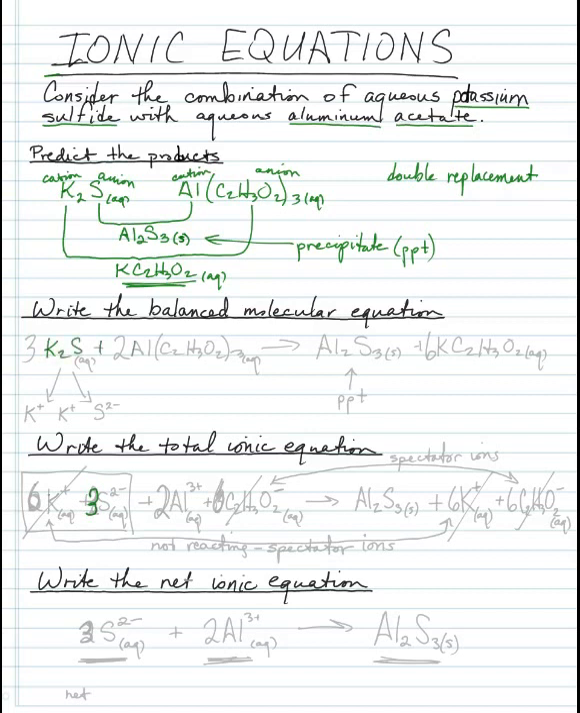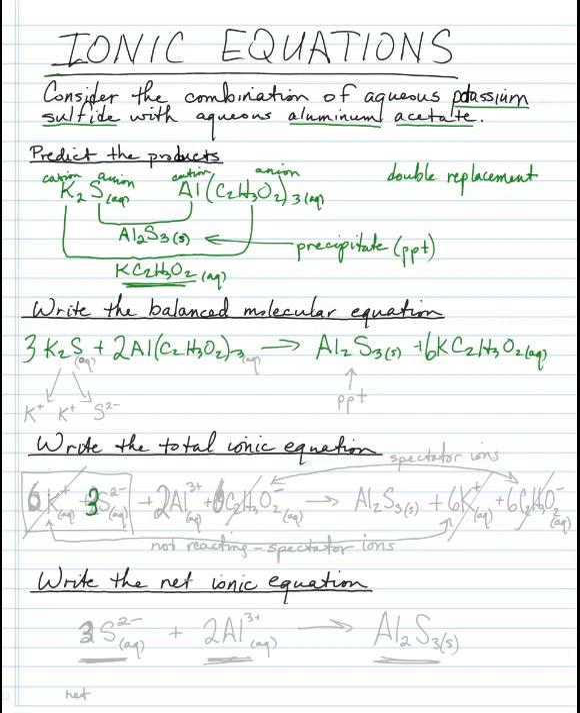K2S plus aluminum acetate is going to produce aluminum, and it doesn't really matter which order you write these two products in, aluminum sulfide solid plus potassium acetate aqueous. If we balance this, we're going to need a couple of aluminums, we need 3 sulfides, and that gives us 6 of these guys. So there we are, balanced.